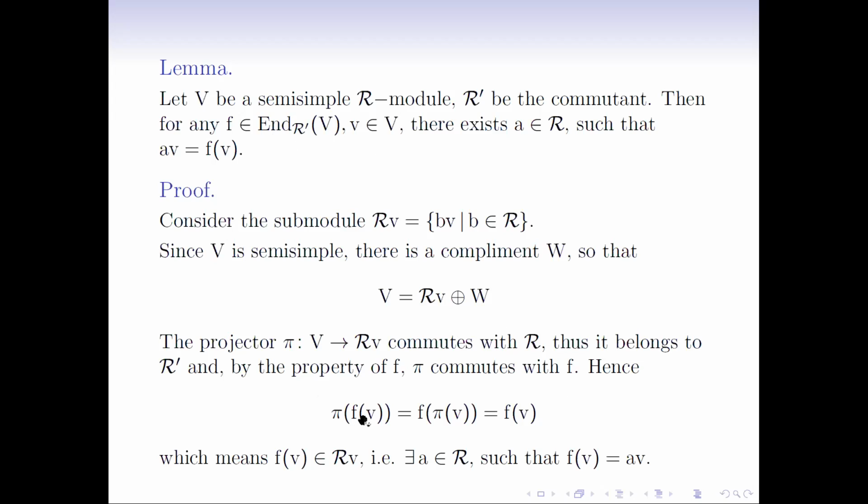It means that pi applied to FV is the same as F applied to pi V, which is the same as F of V. But this means that F of V belongs to RV, to the first summand in this direct sum. It means that there exists A from R such that F of V equals AV. And this is what we wanted to prove. So for any vector V and any F commuting with the commutant of the R action, there exists A such that AV equals FV.